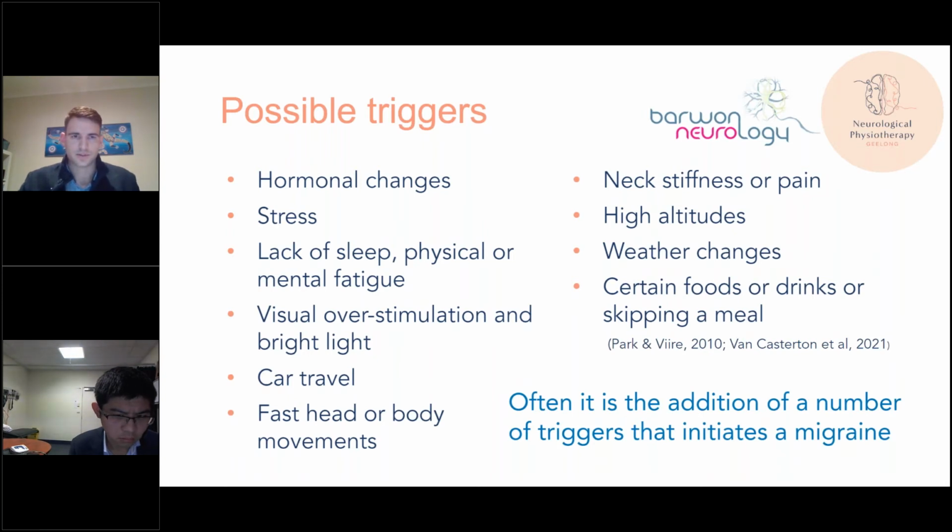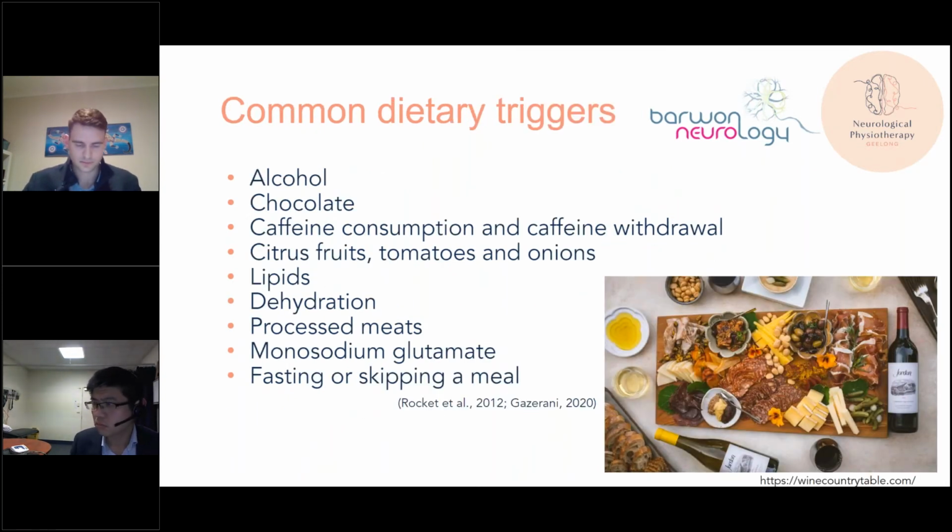Some common dietary triggers: alcohol, including heavy consumption. Most people know about the association of red wine, cheese, chocolate and citrus. All together they tend to go as a bunch. And regular alcohol consumption is another common trigger. Chocolate, caffeine consumption and caffeine withdrawal. So it's common for us to recommend that someone reduces their caffeine intake, but if they go from 5 coffees a day down to 1 really suddenly, then that can also trigger things. So it's essential to do it slowly.